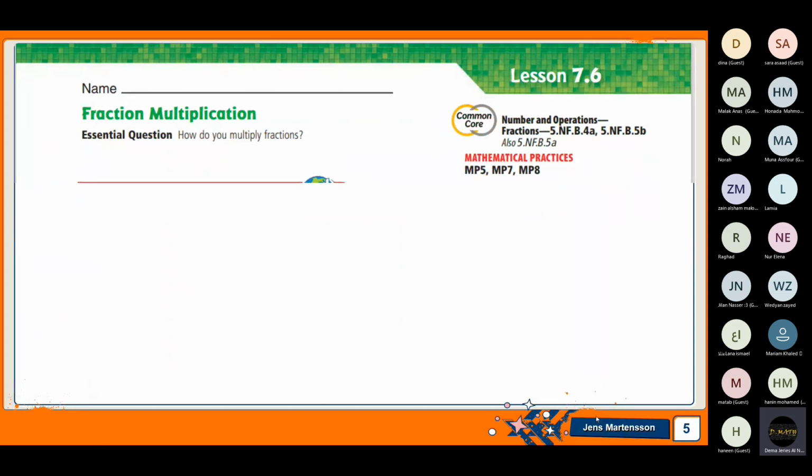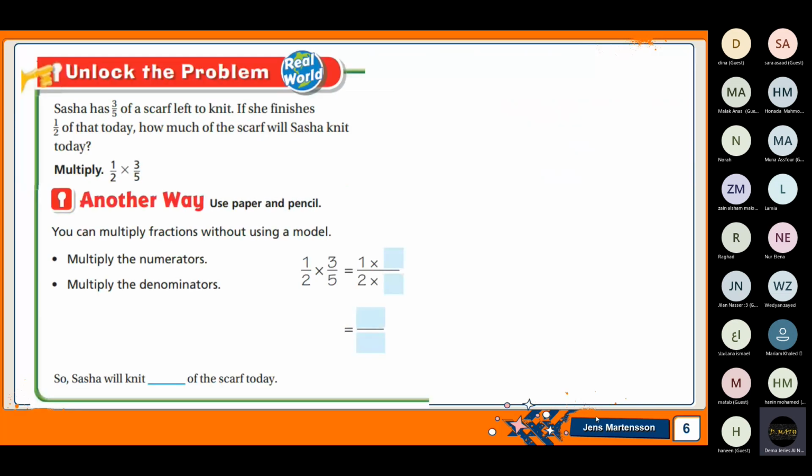So let's start today with our lesson, chapter 7, lesson 6, which is talking about fraction multiplication. As we said yesterday, fraction multiplication means we need to multiply two fractions with each other. How do I multiply the fractions? First step, I have to multiply the numerators, then I have to multiply the denominators, then I will simplify if I can. Now, look at this example here.